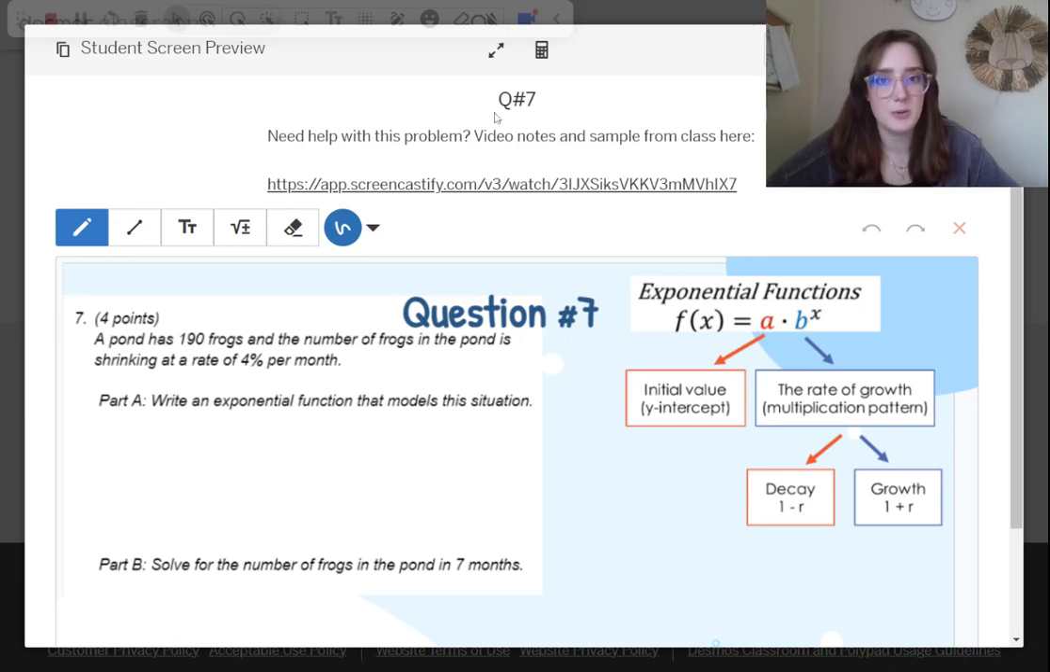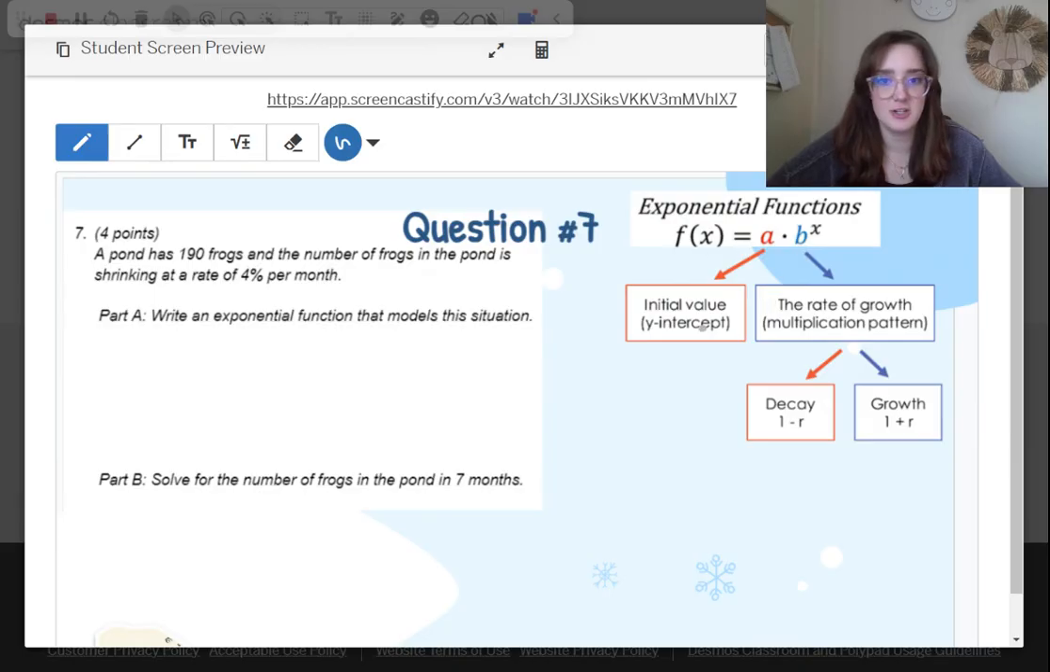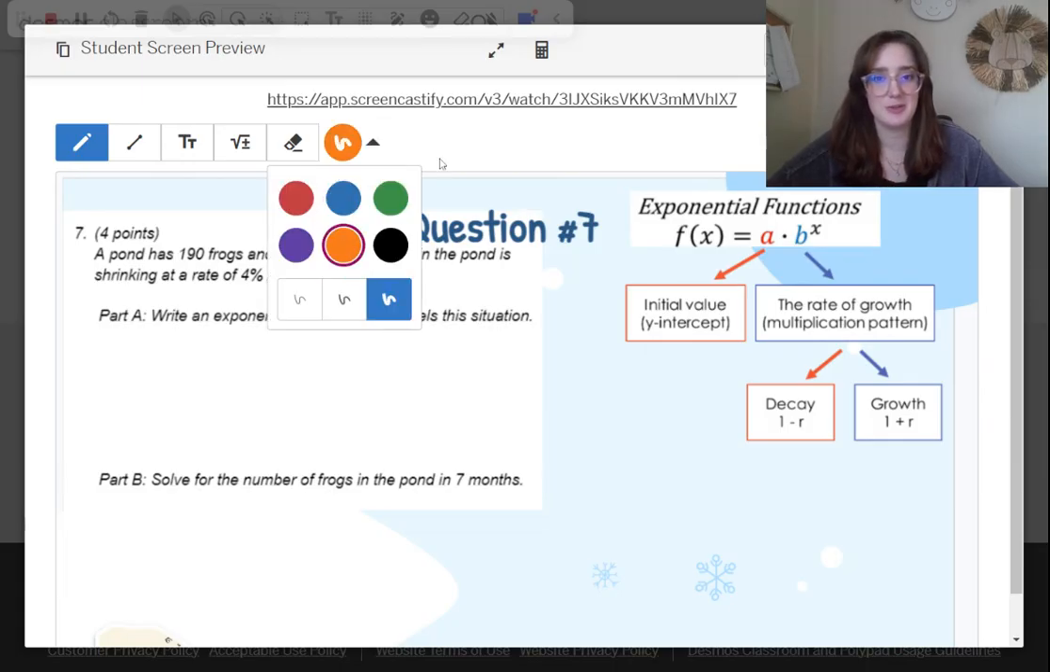Okay, so we're looking at question number 7. So this was on exponential functions again. So we've got this kind of like word problem, which I know seems a little scary. We're not so sure about the word problems.